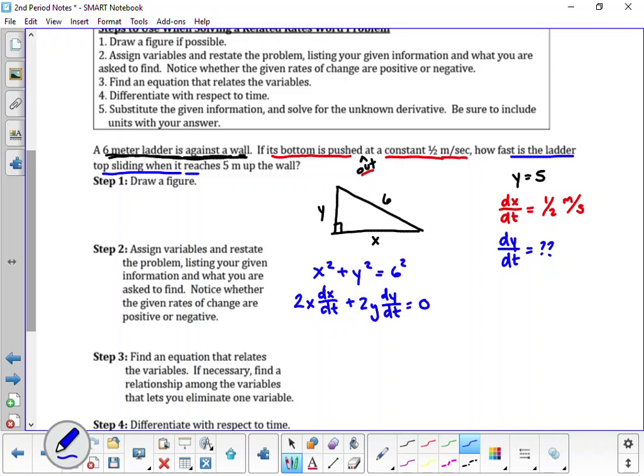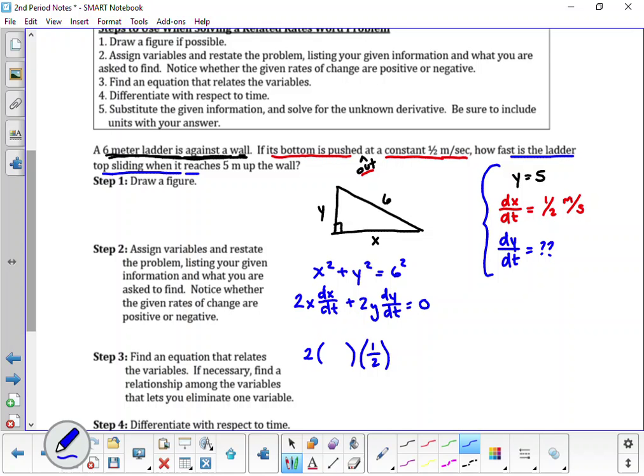All right, cool. Now that I've taken the derivative, this is the point where I can plug in what I know. I don't know x yet, so we'll solve for that, but dx dt I know is 1/2. And I went with positive 1/2 because if the bottom is being pushed out, is x growing or shrinking? Growing. So if x is growing, then your rate will be positive. And if x is shrinking, your rate would be negative.